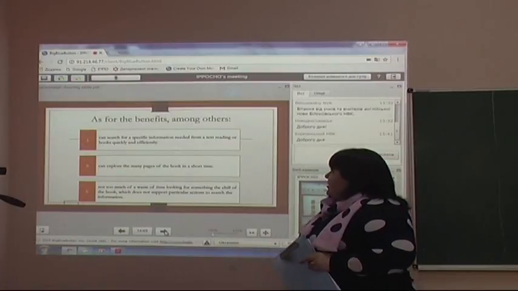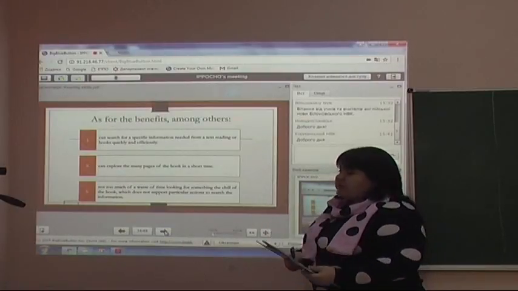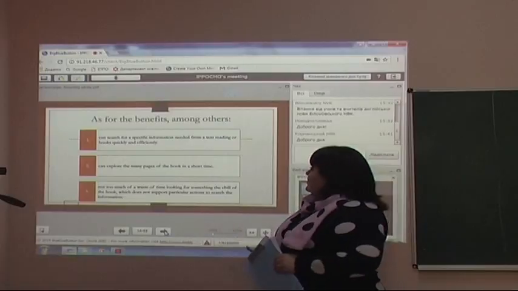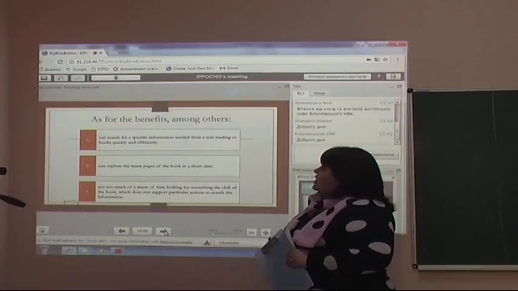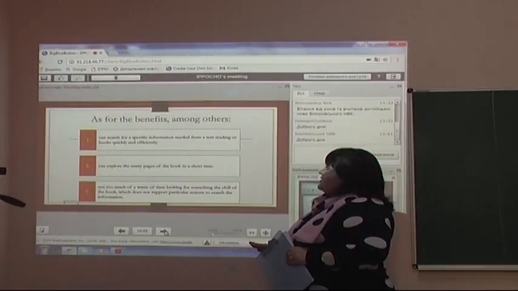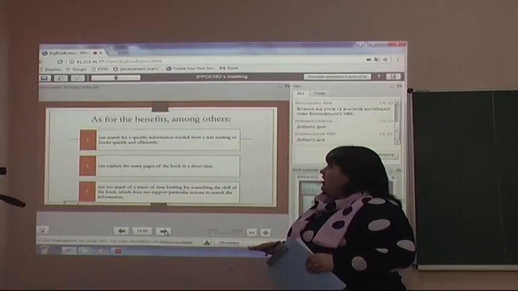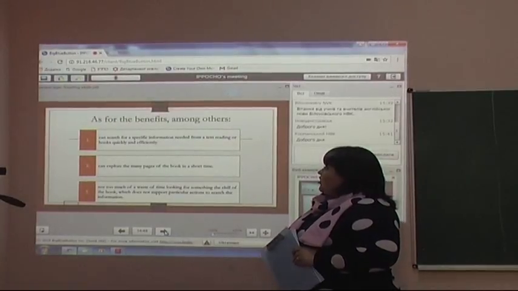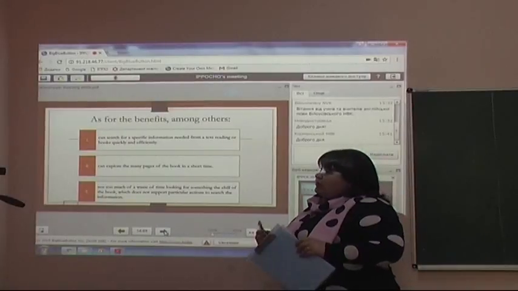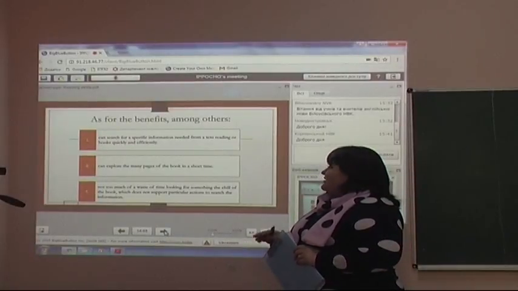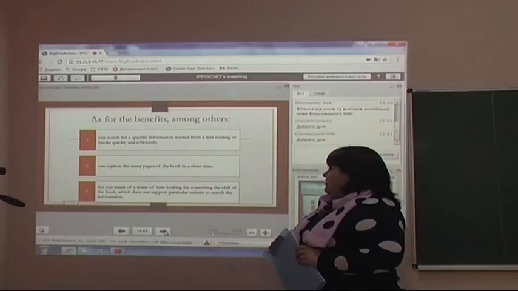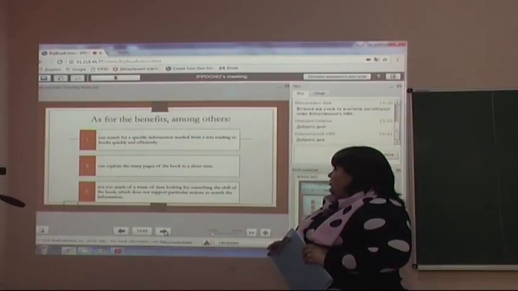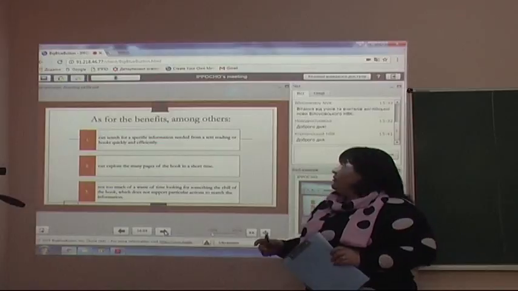Among the benefits, it's very important because nowadays we work with a lot of information through the internet and magazines. First, you can search for specific information needed from the text, reading, or books quickly and efficiently. Secondly, you can explore the many pages of books in a short time, so you can understand the real information. And third, you don't waste too much time looking for something in the book, which doesn't support particular actions to search for the information.